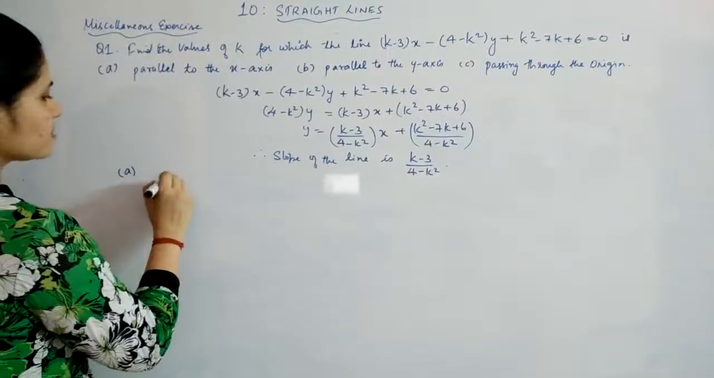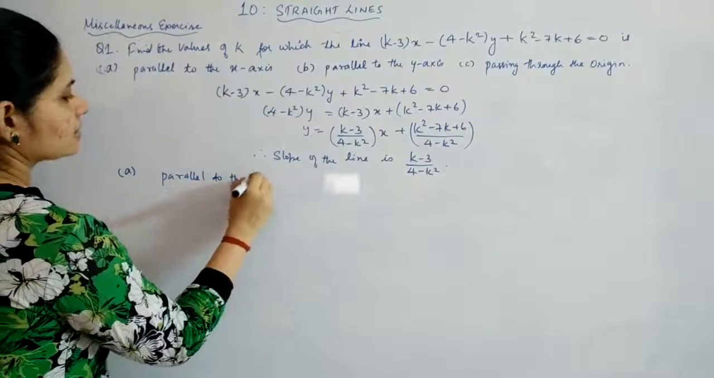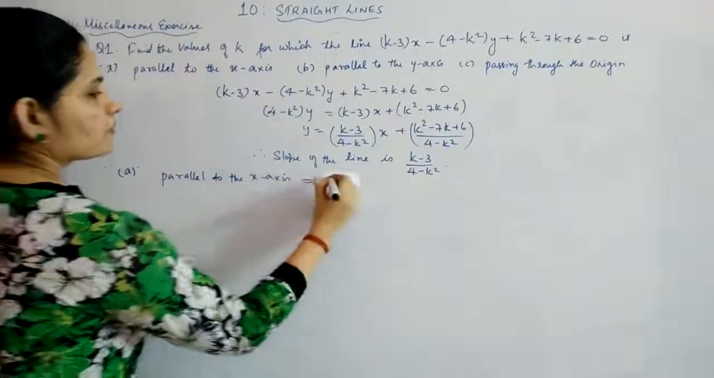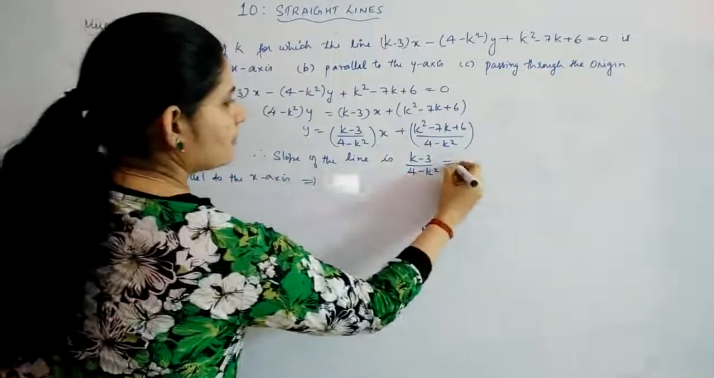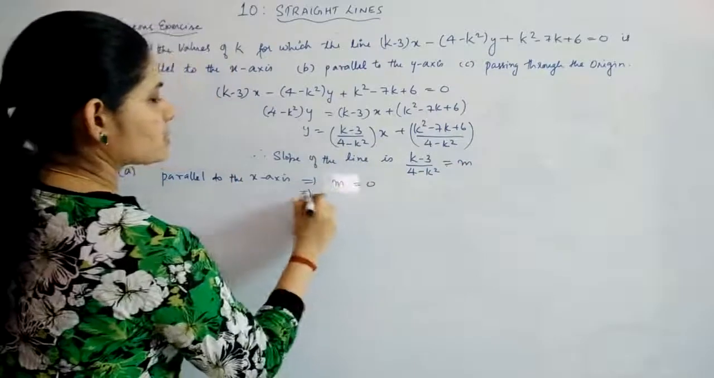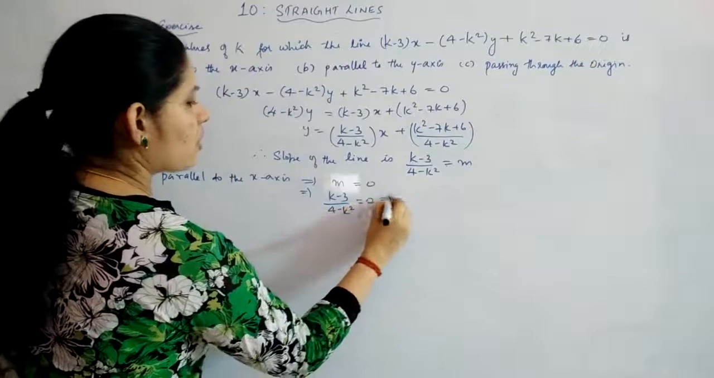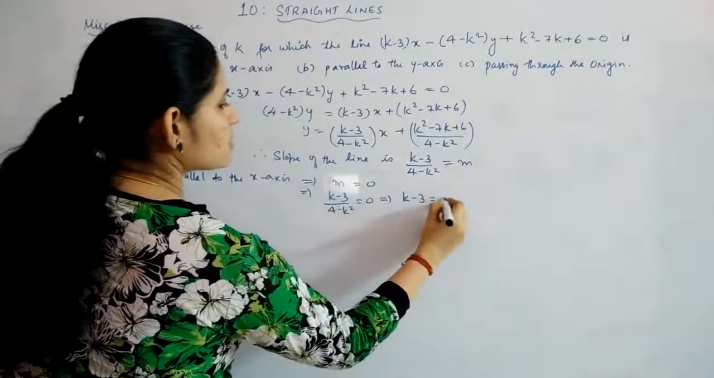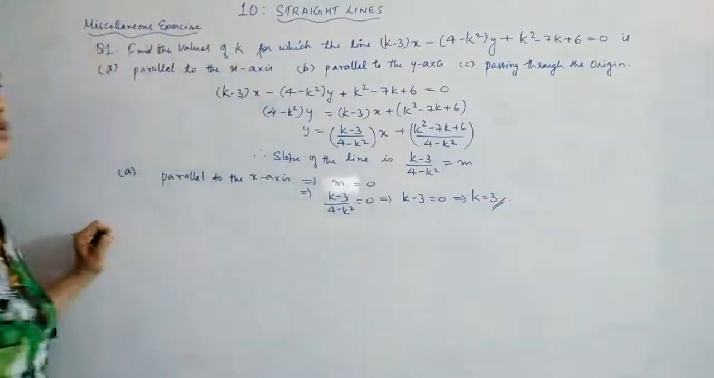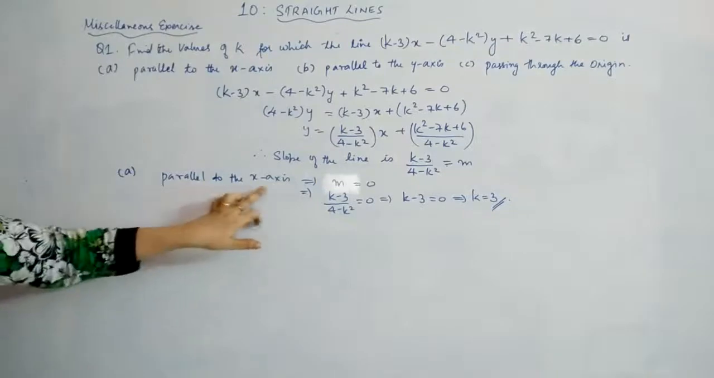So parallel to the x-axis means the slope, suppose this is m, so m is equal to 0. That means you will get k minus 3 by 4 minus k square equal to 0, or k minus 3 is equal to 0, that will give you k is equal to 3. So the value of k is 3 when the line is parallel to the x-axis.